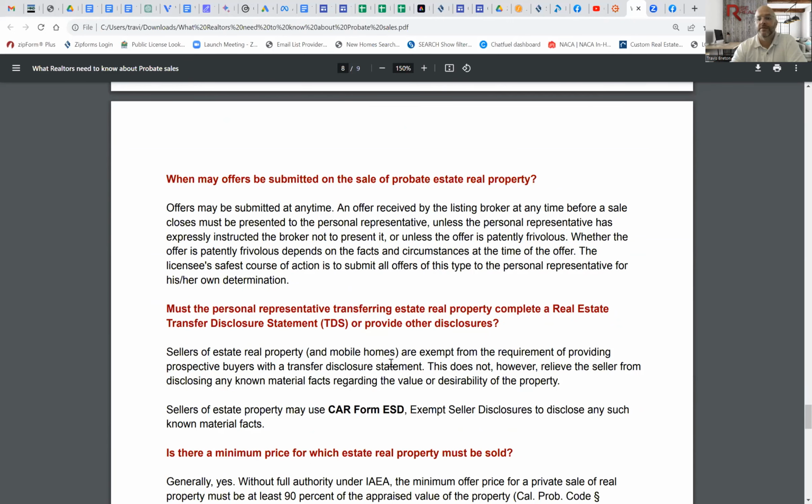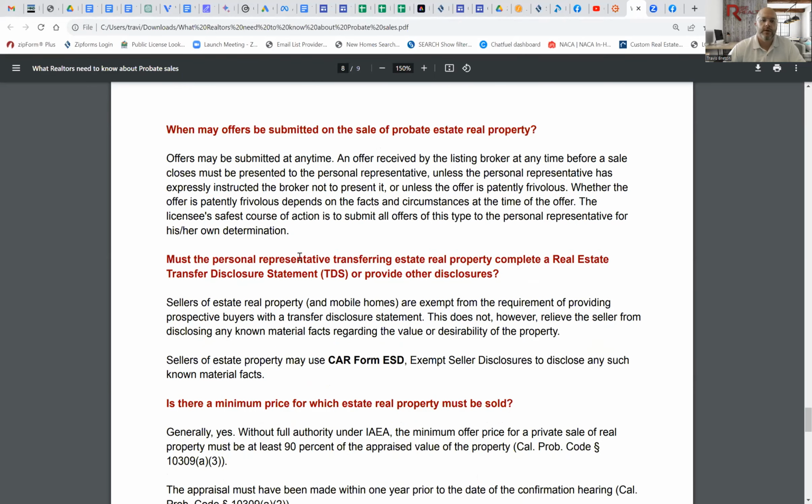representative unless the personal representative has expressly instructed the broker not to present it, or unless the offer is patently frivolous. Whether the offer is patently frivolous depends on the facts and circumstances at the time of the offer. The licensee's safest course of action is to submit all offers of this type to the personal representative for his or her own determination. So no different than if you're dealing with your regular buyer and seller that are not in probate. We have a duty to present all offers.